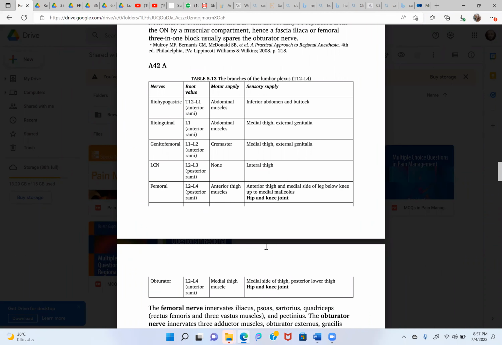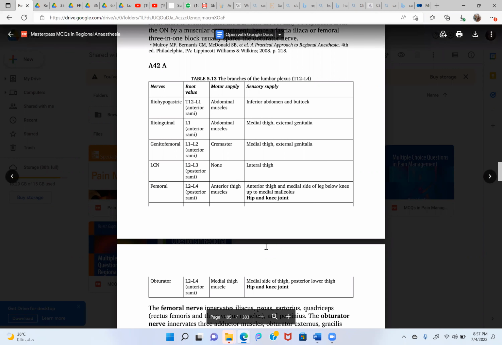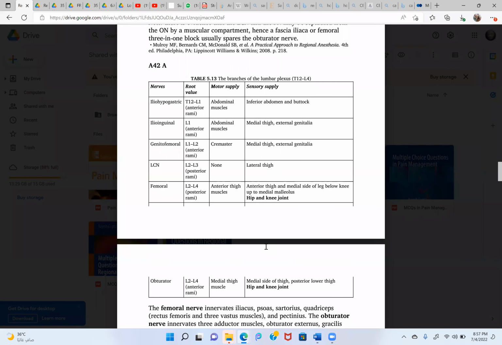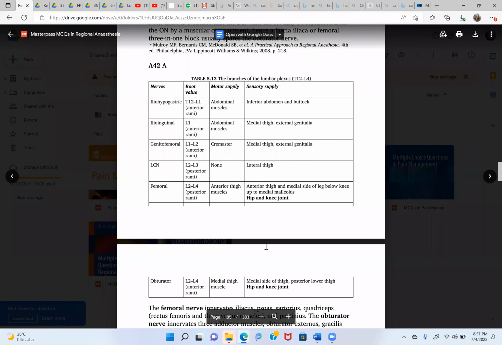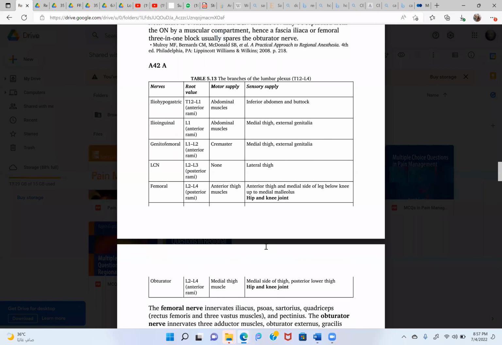Okay, this is one thing. Then 2 from 2. So one is the genitofemoral nerve and one is the lateral cutaneous nerve of thigh. They are coming one from L1, L2 and one from L2, L3. And then, in some books, the iliohypogastric nerve is only from T12. In some books it is written L1 as well.